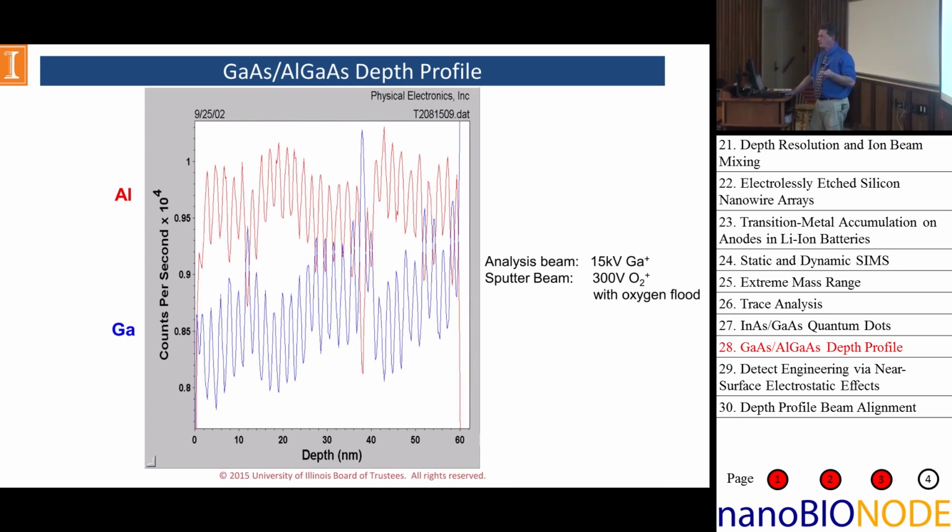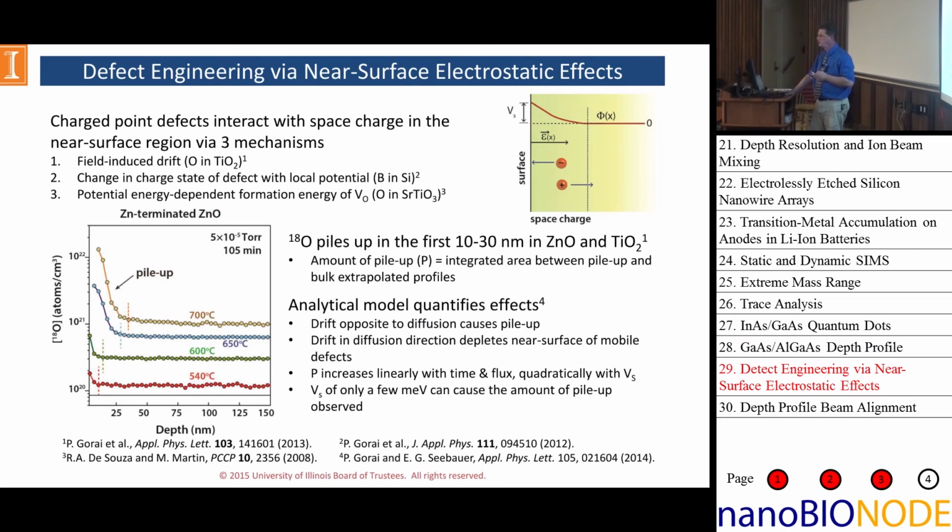We can do depth profiling with the TRIFT SIMS. In this case, they used a gallium beam for analysis and then used an oxygen gun to do the depth profiling. You can see the gallium signal going up and down, opposite that of the aluminum signal. Approximately you have one period per every 2 nanometers in depth, so that type of depth resolution is possible.